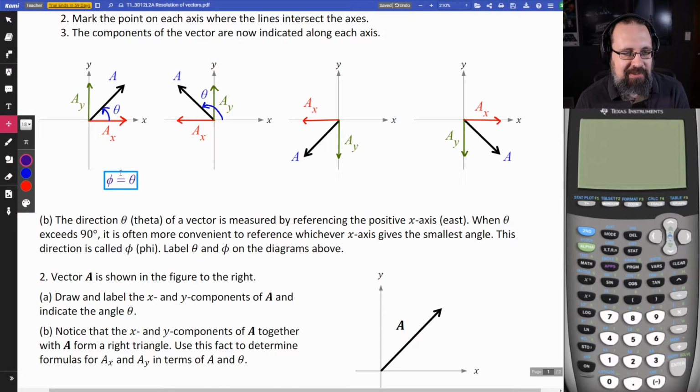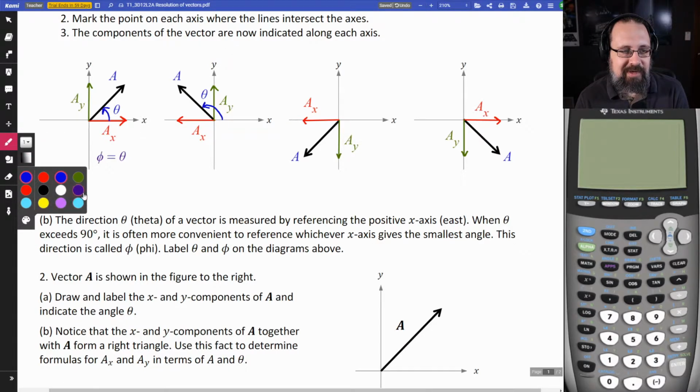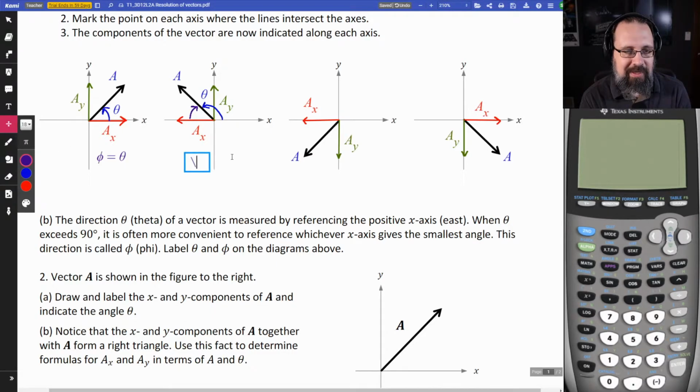And so I'm not going to actually draw phi because it's already there. Phi and theta are the same thing. But for the second one, I can actually draw phi because the closer x-axis is this negative side of the x-axis, which will give us a smaller angle. So I can draw phi by going from here to there, and that's my angle phi. I will go ahead and label that right here.